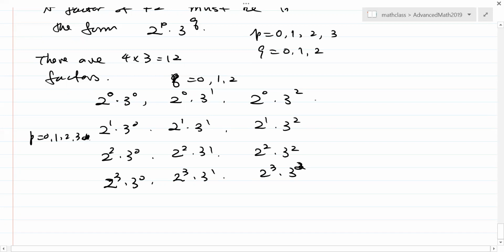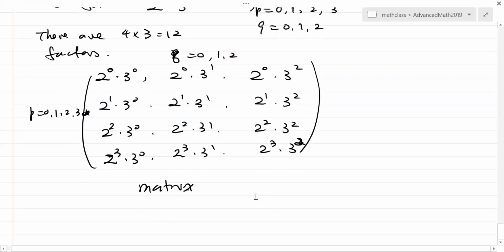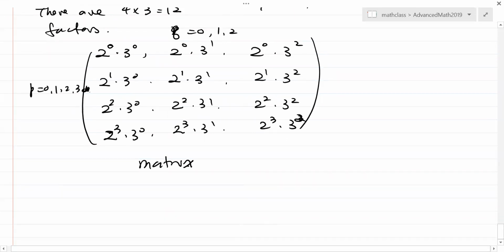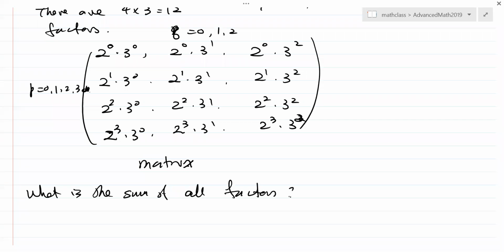This is called a matrix in mathematics. So this matrix has 4 rows and 3 columns. My question is, can you find the sum of all the numbers? What is the sum of all the factors? There are 12 of them, right? What is the best way to add them together?